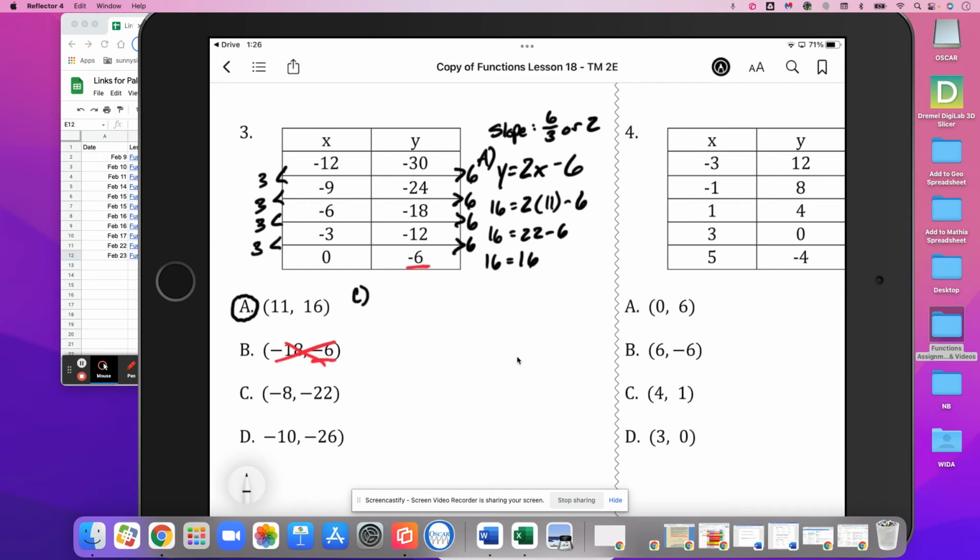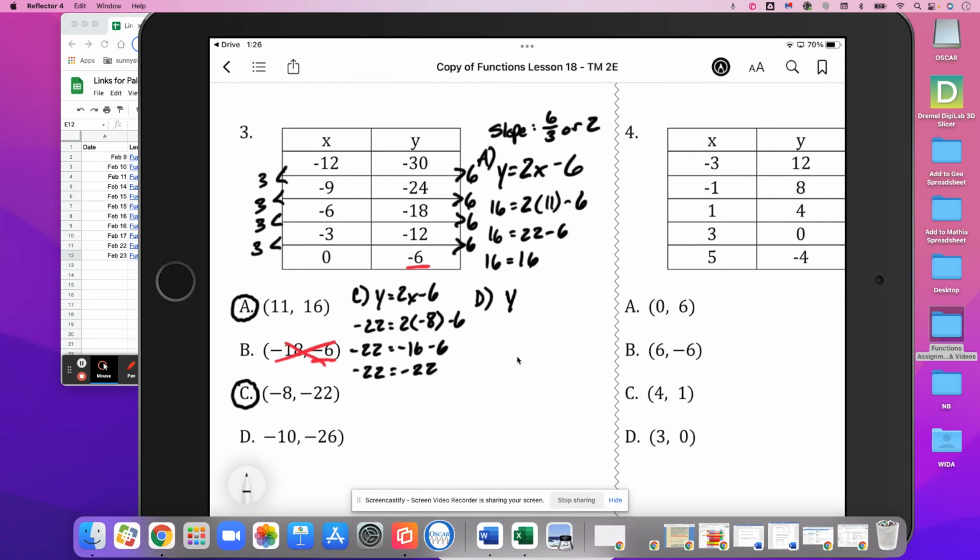C, y equals 2x minus 6. Our y value is -22, equals 2 times -8, minus 6. -22 equals -16 minus 6. And so yes, -22 is equal to -22. And C does satisfy the function.